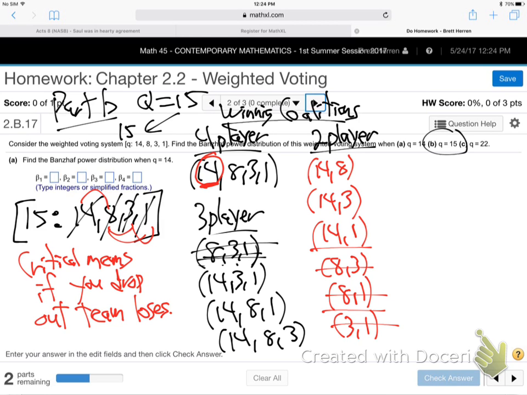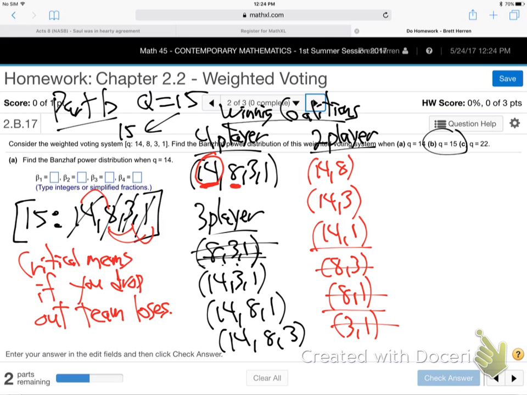Okay, next one. How about the 8? If the 8 doesn't show up, and all they have is the 14, the 3, and the 1, do they lose because the 8 didn't show up? No, they still win. They don't lose. So he's not critical. I'm assuming the 1 is the only critical one.